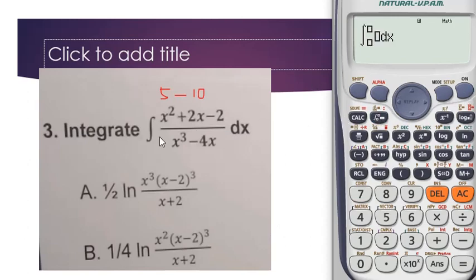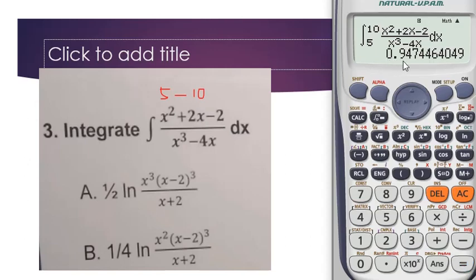Let's punch the expression into the calculator. We have x squared plus 2x minus 2, and then you divide that by x cubed minus 4x. Now let's choose our limits. We have 5 to 10, so 10 will be our highest limit and 5 will be our lowest limit. Note that you always have to choose a reasonable range so that you end up with a reasonable answer. Let's see what the answer would be.